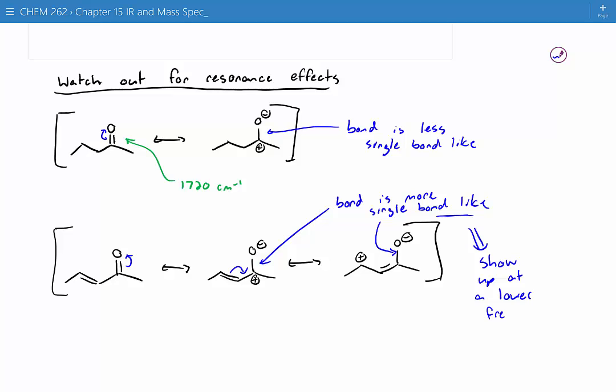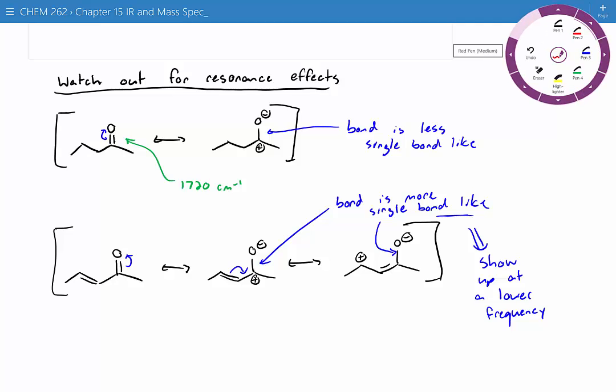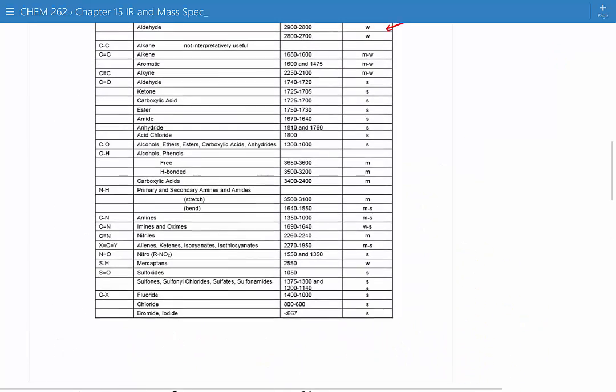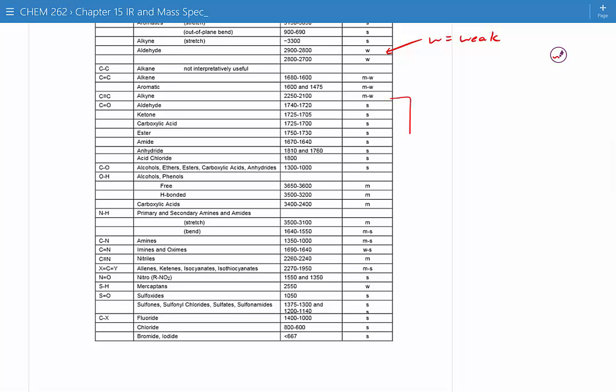Right? Because we know that single bonds are weaker than double bonds. So we've always got to watch out for these resonance effects. Typically the key hint to whether or not you have a resonance effect is if you have some sort of double bond next to a carbonyl group. These are called alpha beta unsaturated carbonyl groups, or ketones, aldehydes, etc. These will be shifted from what's shown on the chart up here. So really watch out for resonance.